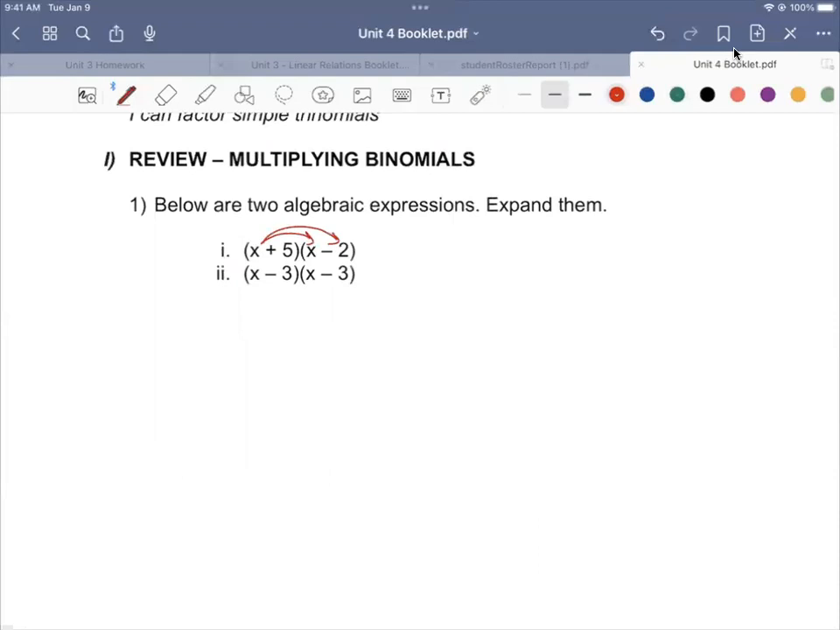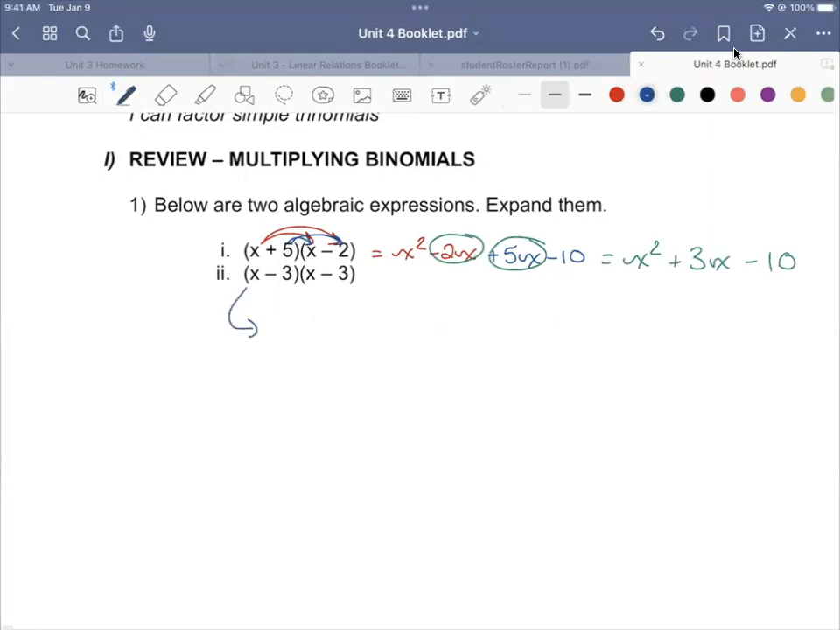First thing I'm going to do is take the x and multiply it through, and this is going to give me x squared minus 2x. And then I have to multiply through my second term, so I will get positive 5x minus 10. Then if I simplify this down, I have a like term here and here. So I will get x squared, negative 2x plus 5x is going to give me positive 3x, minus 10. And that is my expanded form of that algebraic expression.